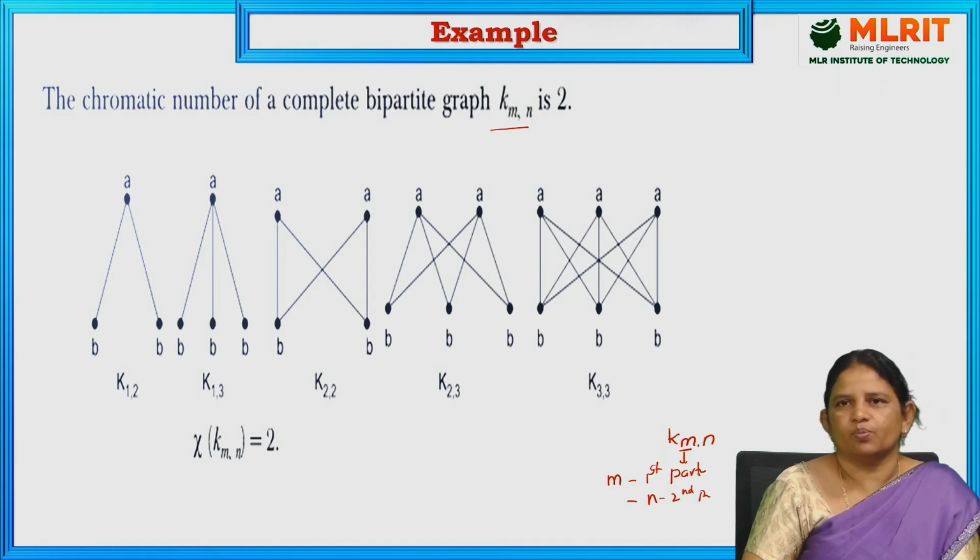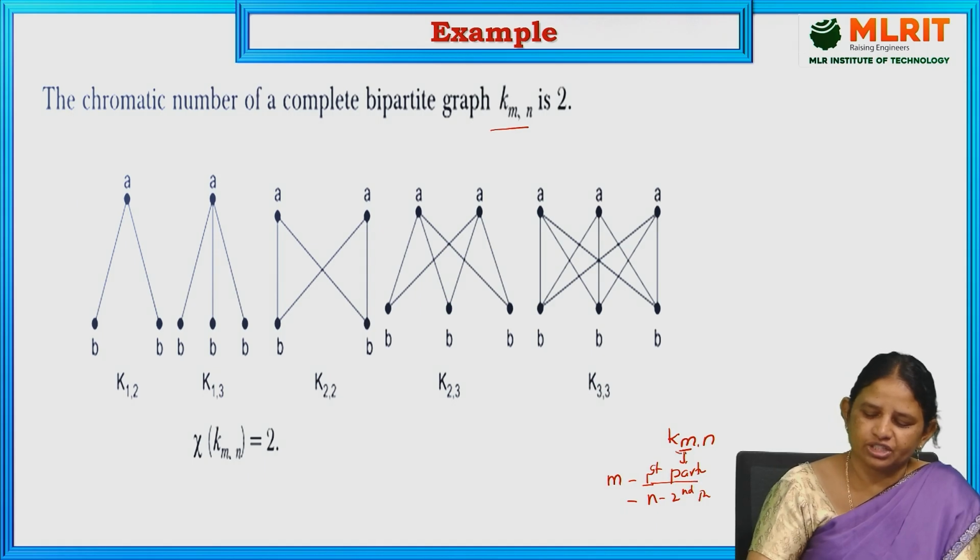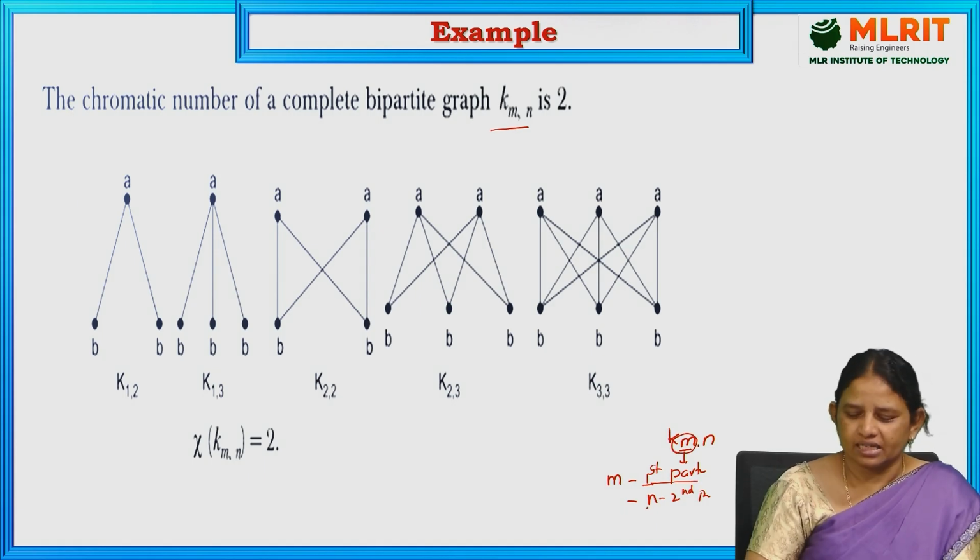N is the second partition. In the first partition, the number of vertices is denoted by M. N is nothing but the second partition. How many vertices are present in the second partition?